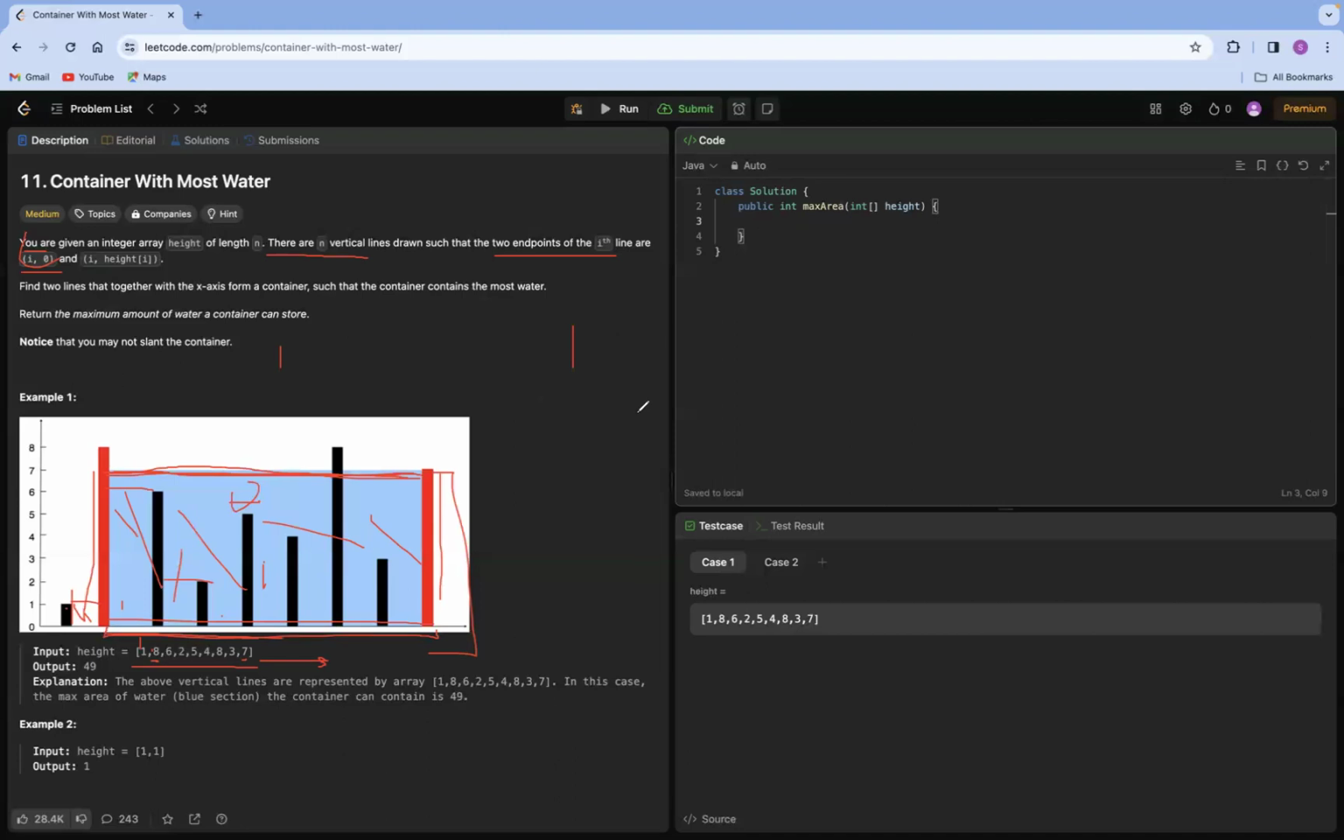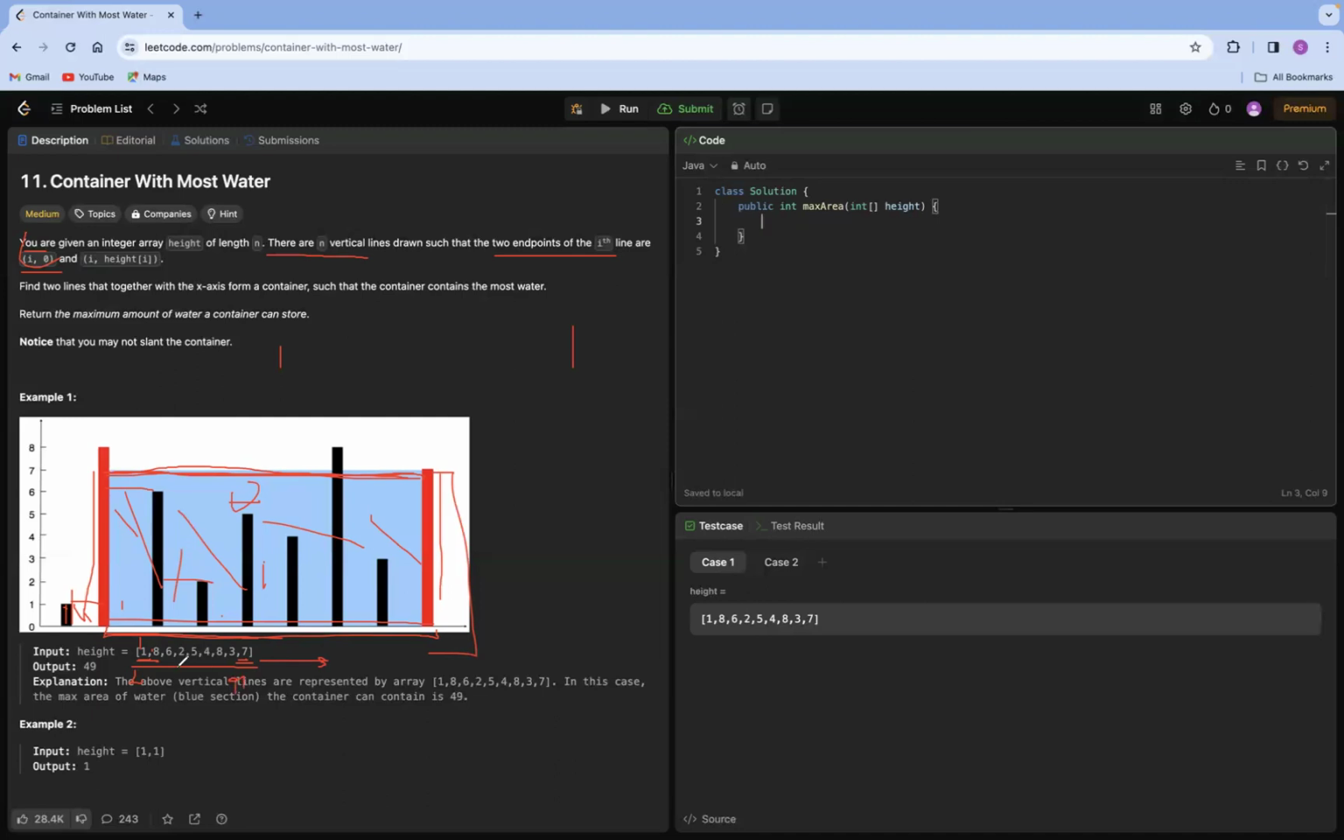So what we will do, we will start with two pointers, one at the beginning of the array. We will call it left. Another we will keep at the last, that will be right. Then we will calculate the area between them. How will we calculate the area? Whatever the minimum is. Suppose in the very first scenario we have 1 and 7. So left is sitting here, right is sitting here.